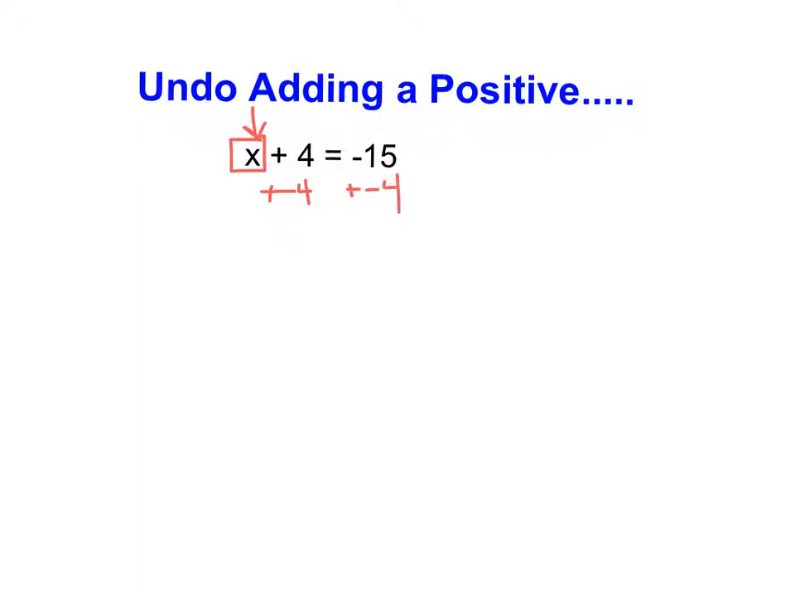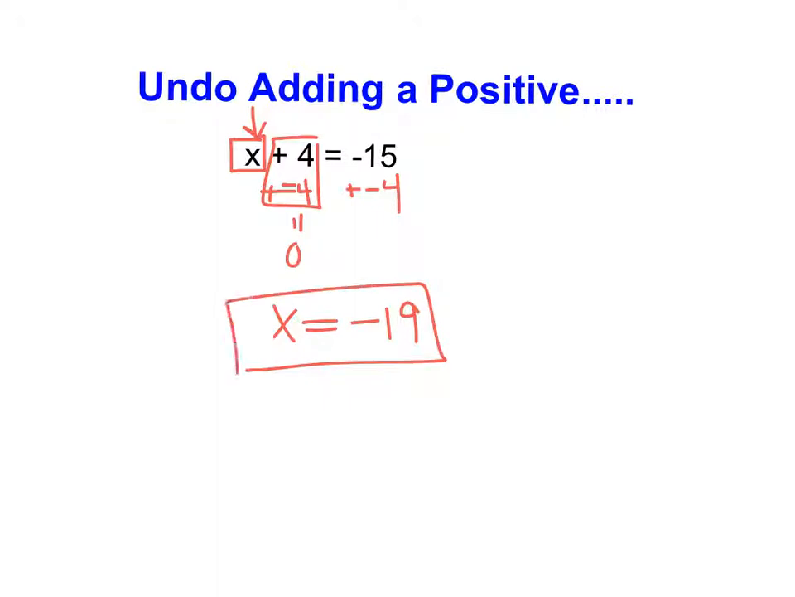By doing that, on the left-hand side, we'll have 4 plus negative 4, and that will ultimately become 0, leaving just x equals. And then on the right-hand side, we have negative 15 plus negative 4, which is negative 19.